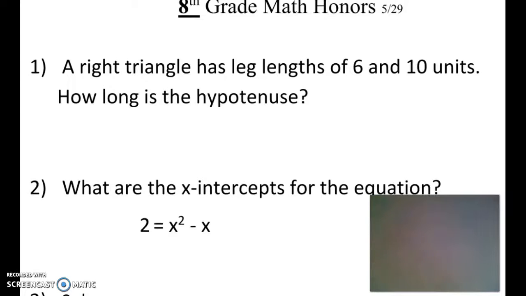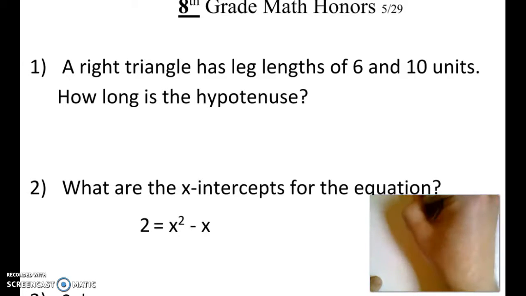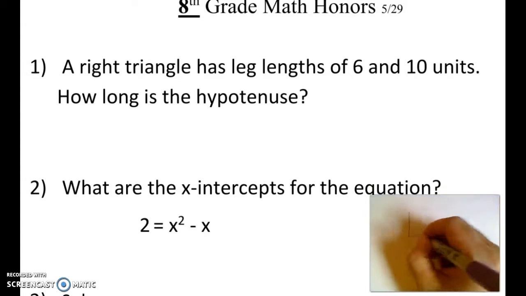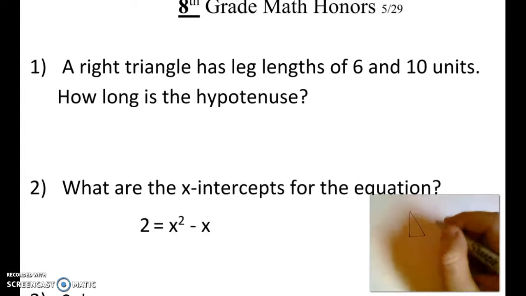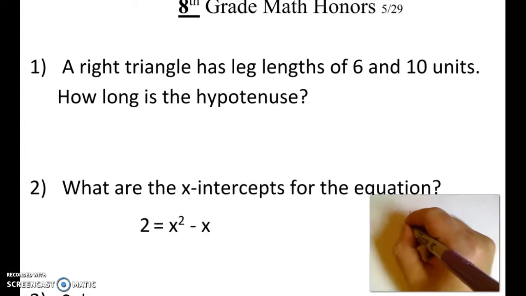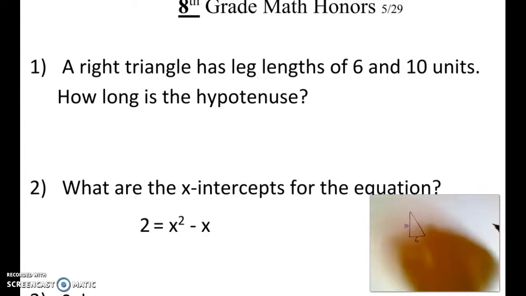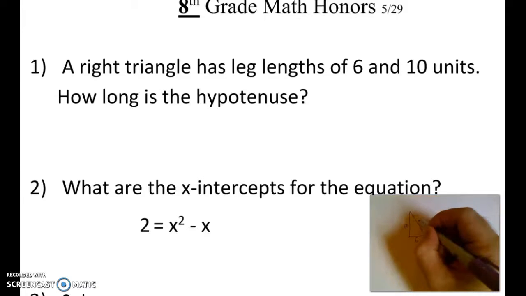Here are the answers to the warm-ups. So we have a right triangle, and its leg lengths are 6 and 10. Leg refers to the shorter sides of your triangle. How long is the hypotenuse?